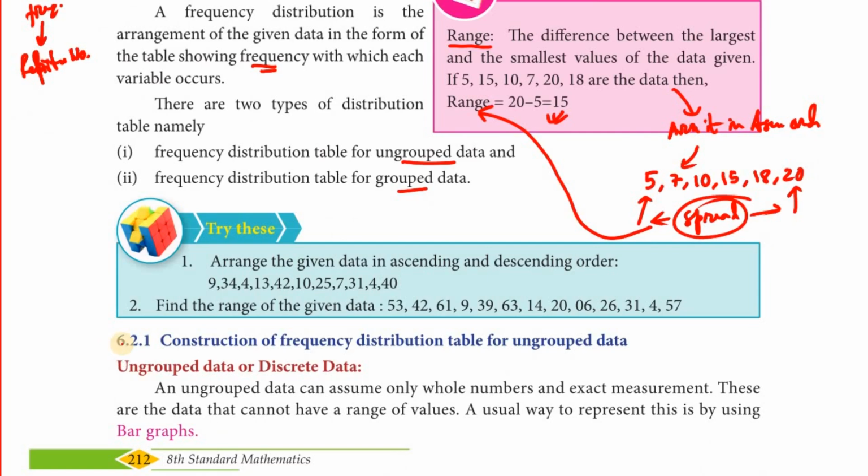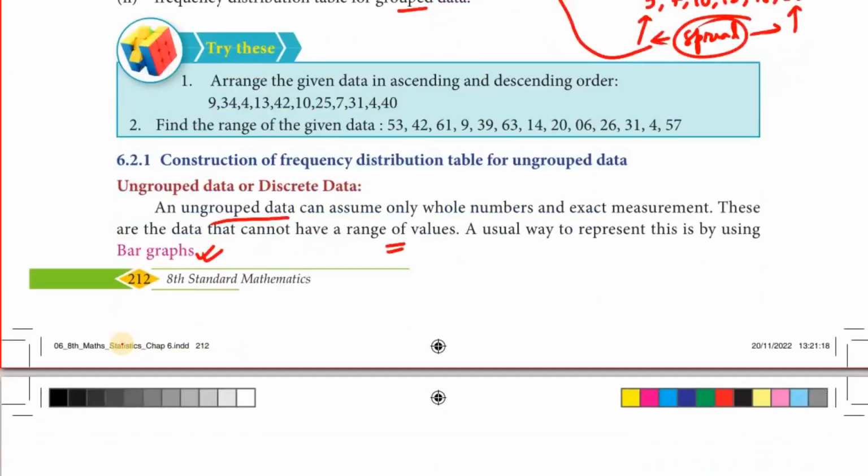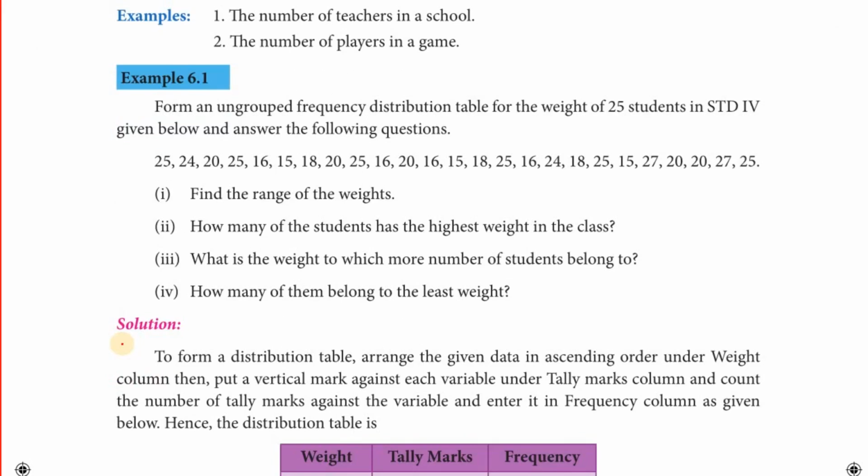Okay. So, now let us talk about the next part. The first is the ungrouped data or discrete data. Now, what is ungrouped data? Ungrouped data can assume only whole numbers and exact measurements. These are data that cannot be ranges of values, and a usual way to represent this is by using bar graphs. So, let me show you. Some of the examples are the number of teachers in a school, and the number of players in a game.